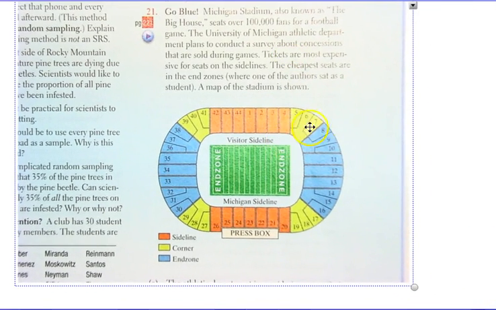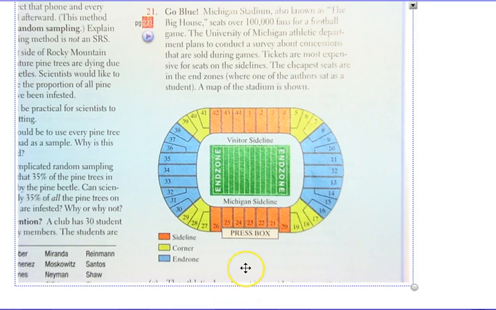This is Michigan Stadium, and it says it seats over 100,000 fans for a football game. The University of Michigan Athletic Department plans to conduct a survey about concessions that are sold during games. Tickets are most expensive for seats on the sidelines. The cheapest seats are in the end zones, where one of the authors sat as a student. A map of the stadium is shown.